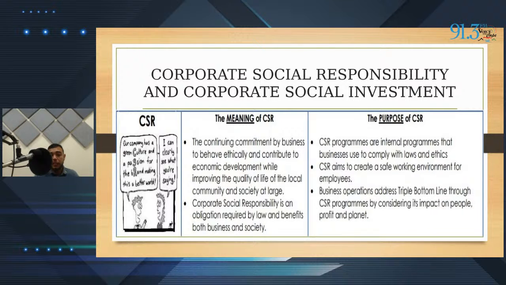Also, corporate social responsibility is an obligation required by law and benefits both business and society. The purpose of CSR programs: they are internal programs that businesses use to comply with laws and ethics. CSR aims to create a safe working environment for employees, as well as business operations that address the triple bottom line, which is our triple P: profit, people, planet. Repeat this to yourself, boys and girls, so that you can remember what the triple bottom line is. It is triple P: profit, people, planet. So, through CSR programs, a business considers its impact on people, profit, planet once again.